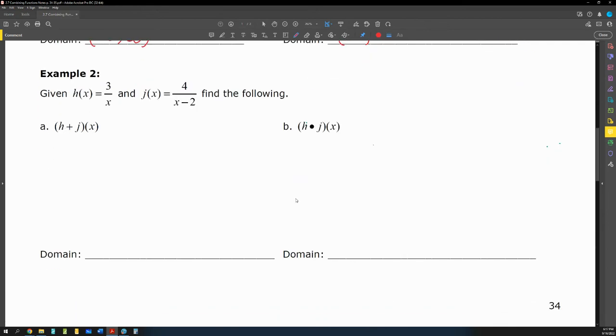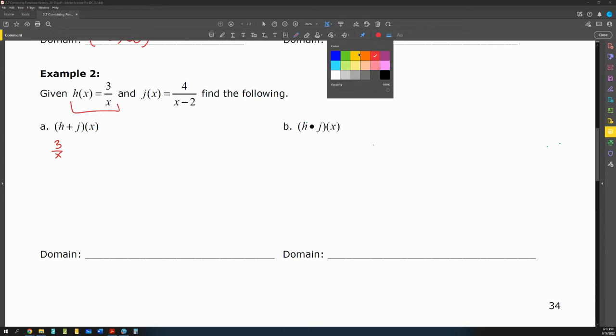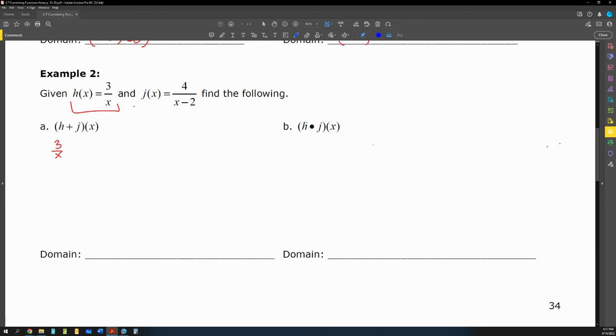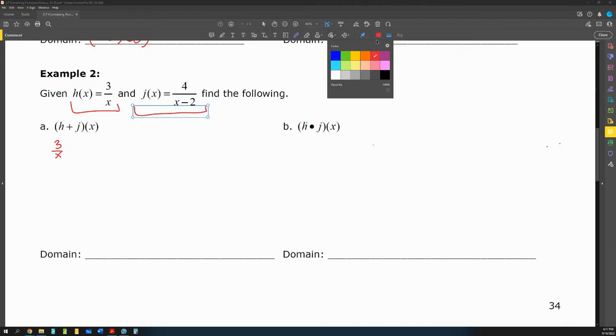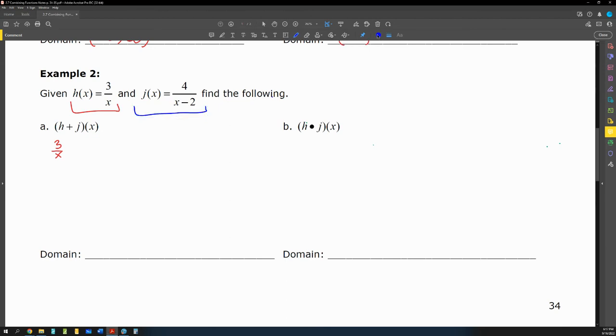All right, so example 2. Here we have h of x and j of x, h plus j of x. So we're going to take h of x, which is 3 over x. I'm going to do h of x in red. We'll do j of x in blue. So then, here we go. We're going to say h of x plus j of x. So j of x is 4 over the quantity x minus 2.